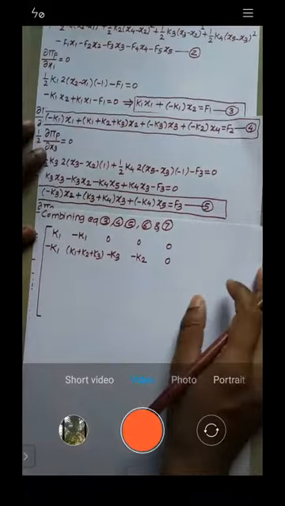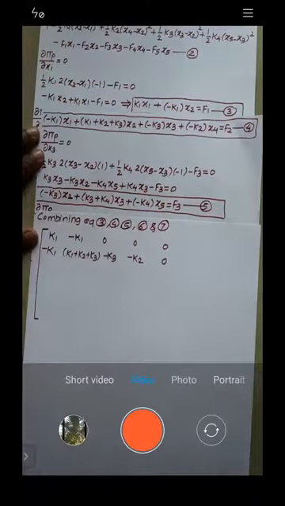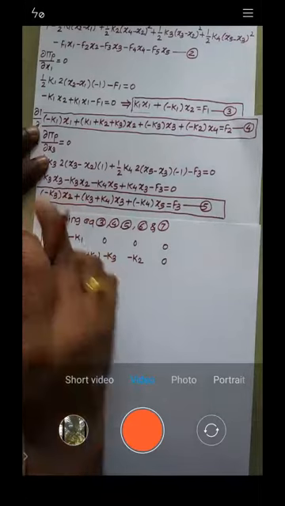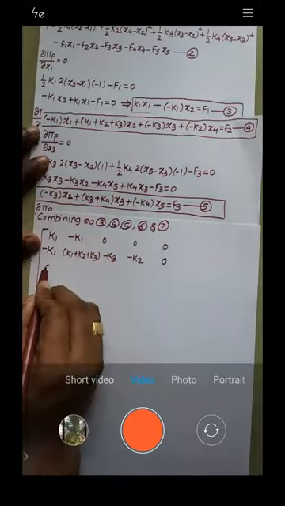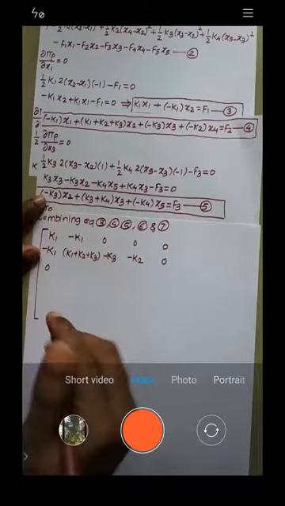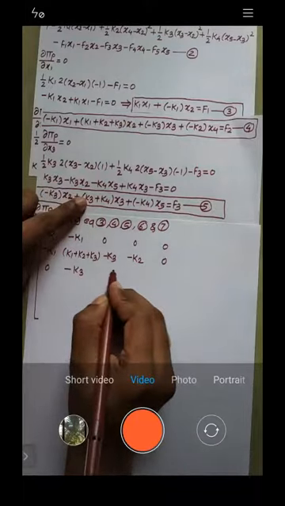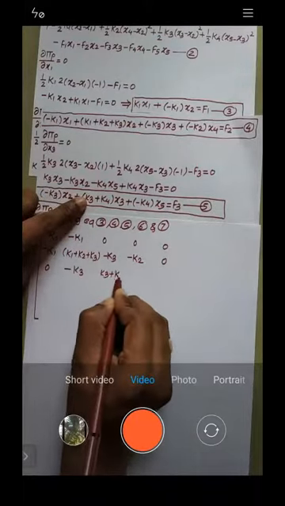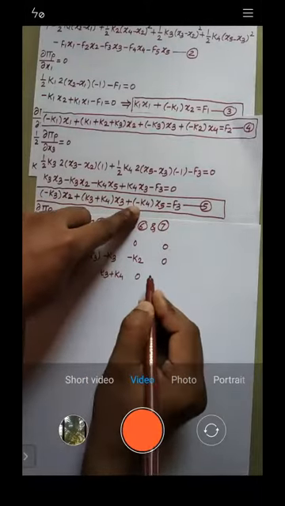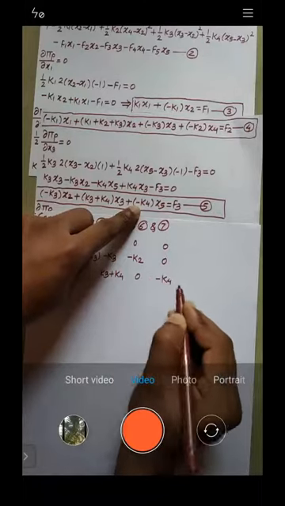Now go to this equation. What is the coefficient of x1 you have? There is no coefficient, so the coefficient of x1 is 0. What is the coefficient of x2 you have? That is minus k3. Coefficient of x3 is k3 plus k4. There is no coefficient of x4, so this is written as 0. Coefficient of x5 is minus k4.